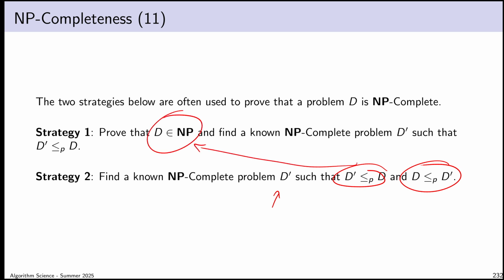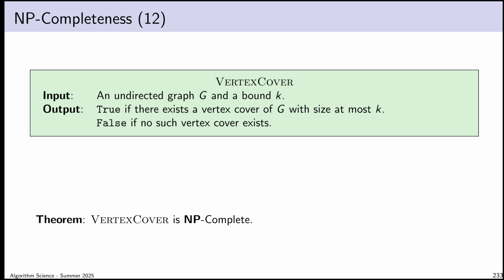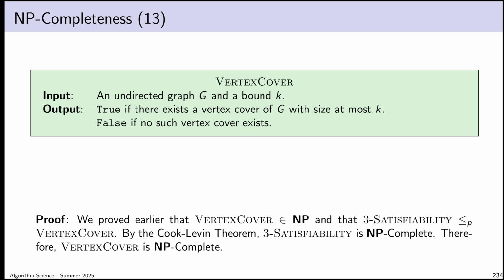Although, as we saw earlier, proving that a problem is in NP isn't so difficult, so why not just do that? Okay, so vertex cover is NP-complete. I'm stating this as a theorem now, but it actually relies on stuff that we talked about like an hour ago. So we proved earlier that vertex cover is in NP. It's very easy to verify that a particular set is a vertex cover of a particular size.